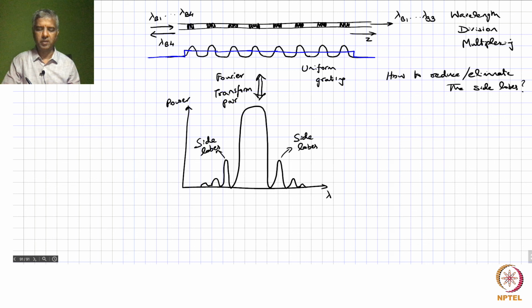Only problem, and of course, in those applications you needed to make sure these side lobes are as low as possible, because these can interfere with neighboring channels corresponding to these different lambdas.